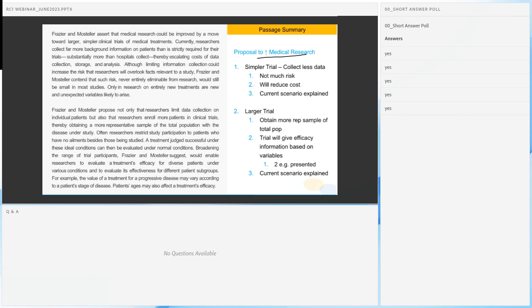And the benefit of the first is you're going to reduce cost. The benefit of the second is you'll get more insights. You won't have to do this two-step process overall.